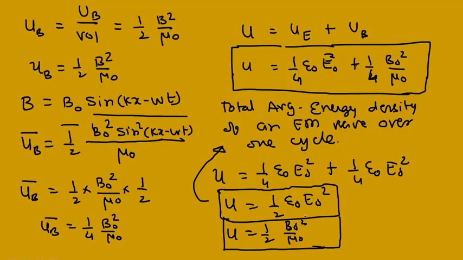Right, so we have understood the energy density due to electric and magnetic fields and the total energy density. In the next video, we will look at the intensity of an electromagnetic wave.